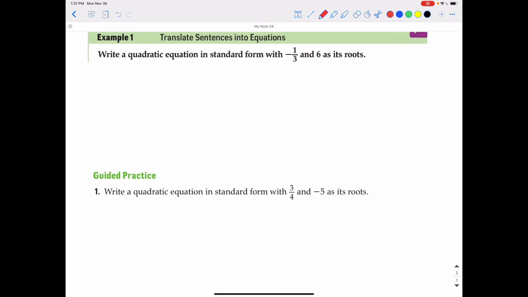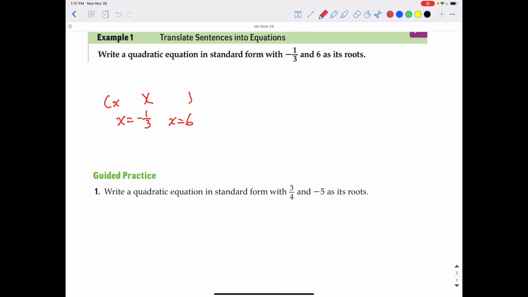So if x equals negative 1/3 and x equals 6 is the answer, what set of parentheses would have generated those solutions? So thinking about this going backwards, what set of parentheses would give you an answer of x equals negative 1/3? Well, remember that you would have to do the opposite to both sides of the equation when it was set equal to 0 to get the answer.